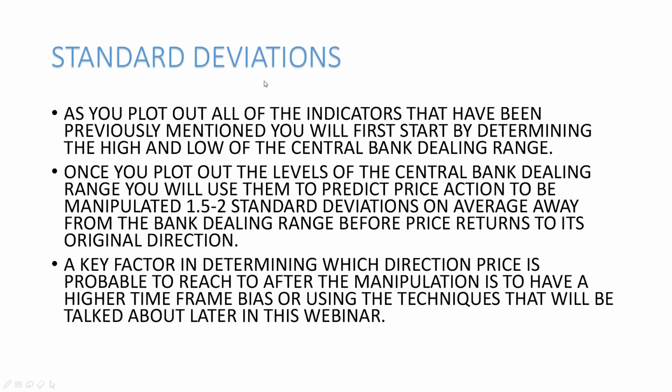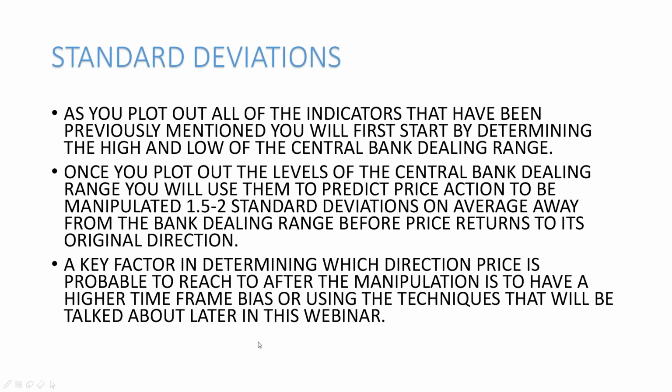So what is a standard deviation? As you plot out all the indicators that have been previously mentioned, you'll first start by determining the high and the low of the central bank dealing range, as we've talked about. Once you plot out the levels of the central bank dealing range, you'll be able to use them to predict price action to be manipulated 1.5 to 2 standard deviations on average away from the bank dealing range before price returns to its original direction, which is the long-term sentiment.